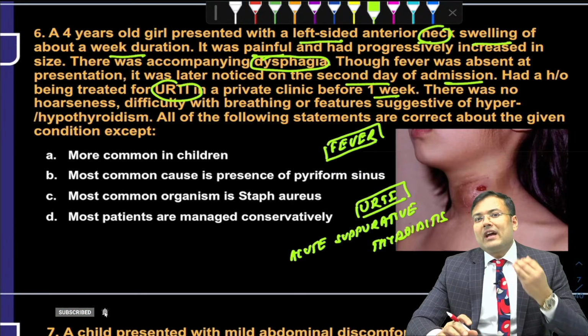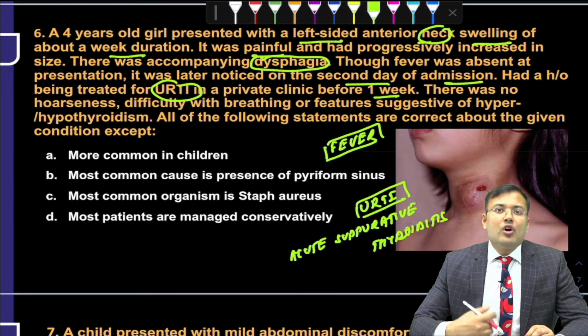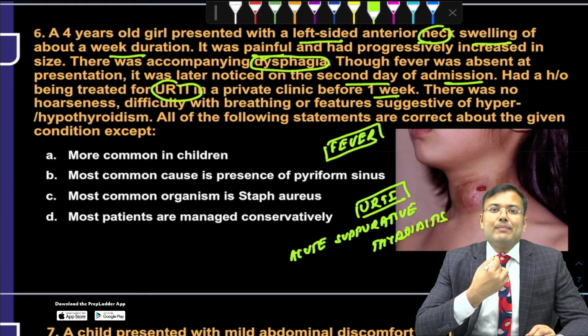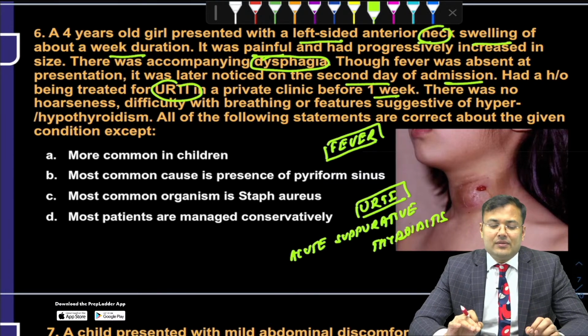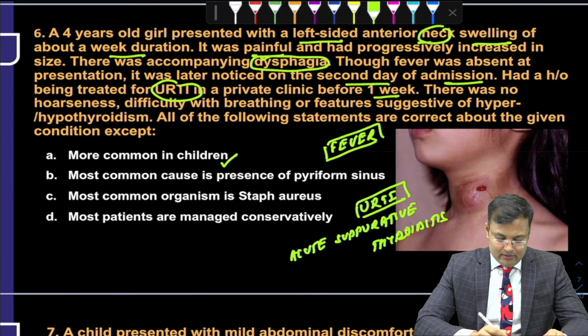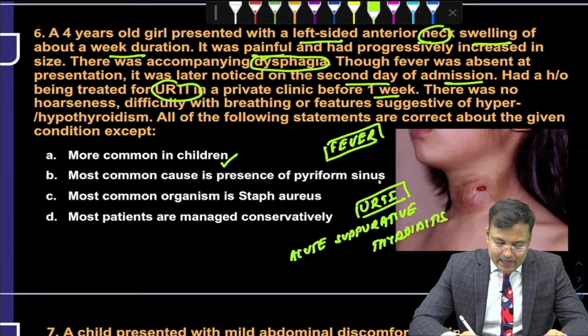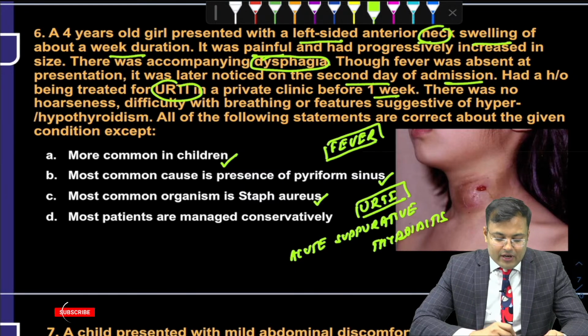So patients who have some anatomical disorder like pyriform sinus, or immunocompromised patients, or if there is penetrating trauma, only in those cases are you going to find this condition. Now see the options. It is more common in children, correct. Most common cause is presence of pyriform sinus in children, correct. Most common organism, Staph aureus, correct.